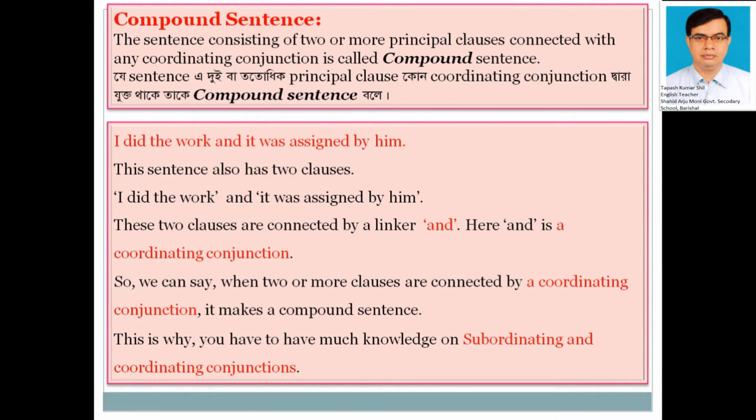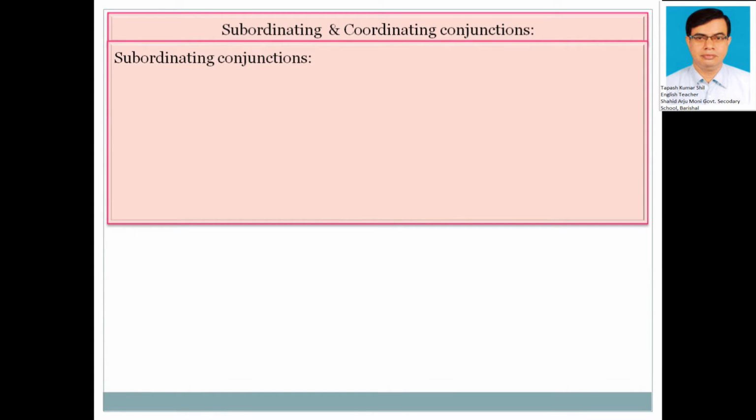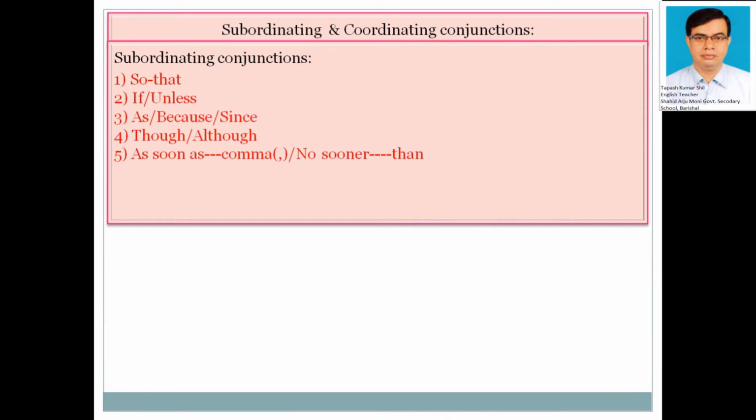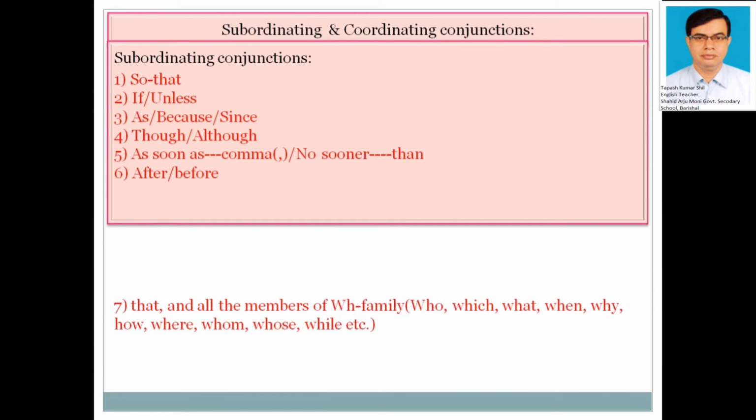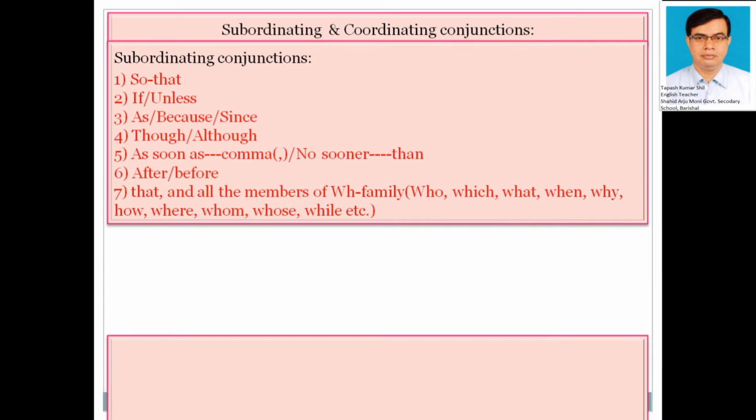This is why we have to have some knowledge of subordinating and coordinating conjunctions. Subordinating conjunctions. For example, so that, if or unless, as or because or since, though or although, as soon as followed by a comma, or no sooner followed by than, after or before, that, and all the members of the WH family: who, which, what, when, why, how, where, whom, whose, while, etc.